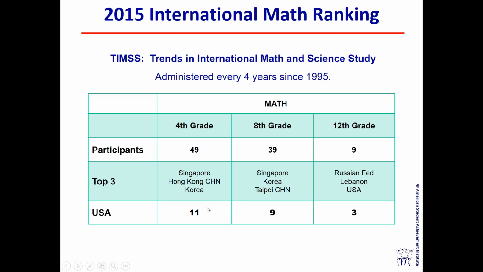So, another reason for really paying attention to looking at the amount of rigor that you're teaching in your schools. In 8th grade, we ranked 9th. In 12th grade, this looks good because, oh gosh, we were 3rd, but there are only 9 countries right now. This is a newer assessment. There's only 9 countries that participated, so we were barely into the top 1/3 of all the different countries that participated in that assessment. So there's math.